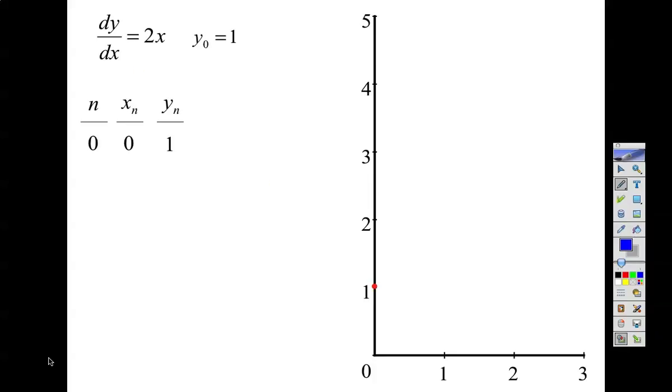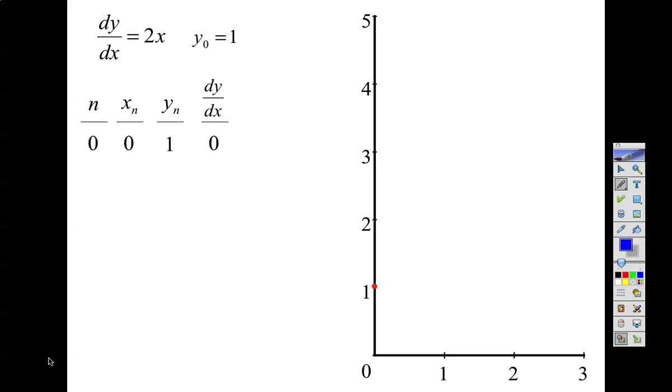So we get, ooh, that was cool. Do that again. All right. So we get a slope of 0. So we start at our initial point right there. We get a slope, we plug in our point, we get a slope of 0.